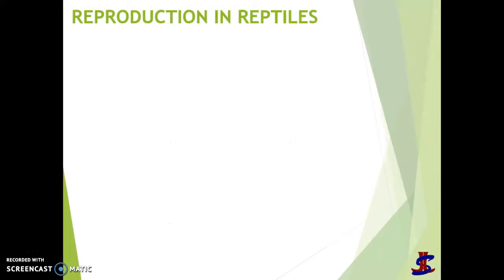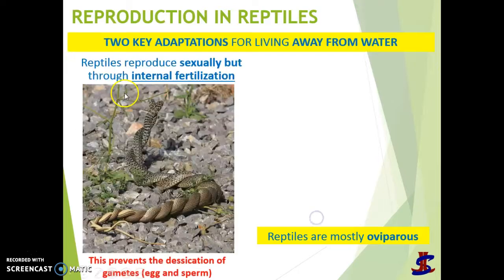What's next? Reproduction in reptiles. This is very interesting. It's quite different from amphibians, and you'll see that it really is interesting. Reptiles, as amphibians and fish, are mostly oviparous. But what's the difference? They have two key adaptations for living away from water. The first adaptation is that they reproduce sexually like amphibians, but in this case they have internal fertilization. Amphibians and fish had external fertilization, but in this case they have internal fertilization.